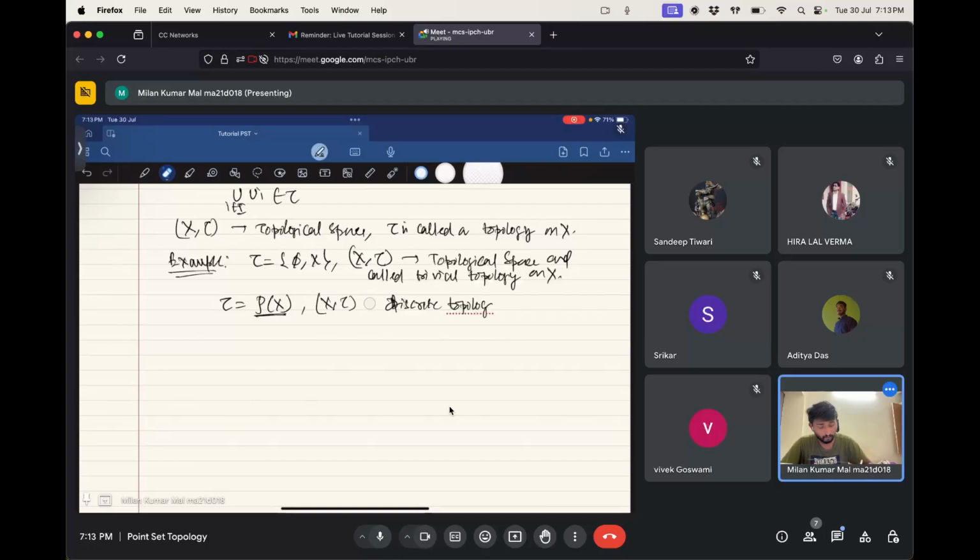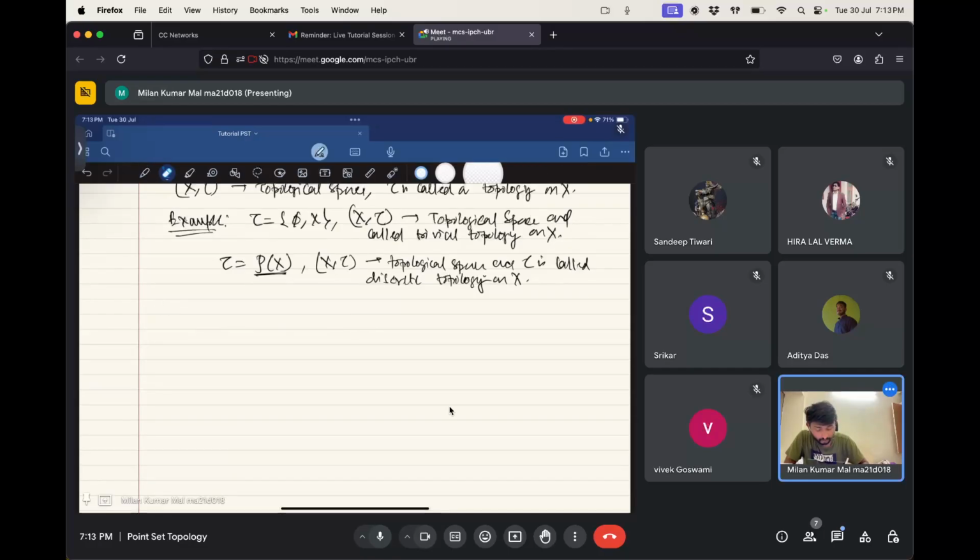This is a topological space, and tau is called a discrete topology on X. Okay, here I want to make one remark about the discrete topology. Discrete topology means that every singleton set is an open set. If (X, tau) is a topological space, then the elements of tau are called open sets.